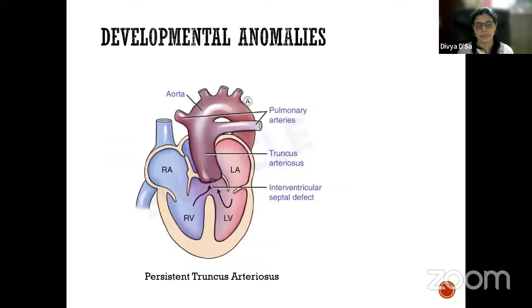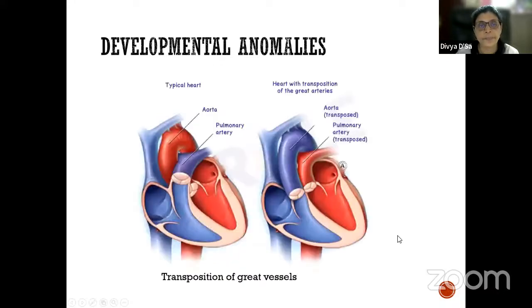Okay. Then persistent truncus arteriosus. Persistent truncus arteriosus, what happens? The spiral segment fails to develop, okay? And both are fused to form the single trunk. Transposition. Already I showed you all these things. Transposition, how the pulmonary, this will be the normal type. Okay, this is the abnormal type.